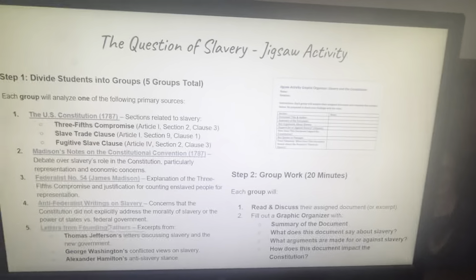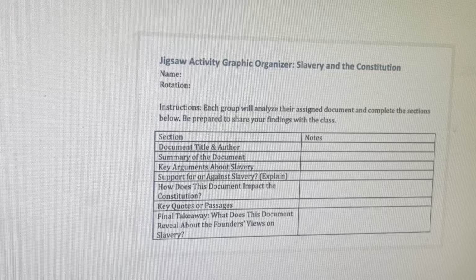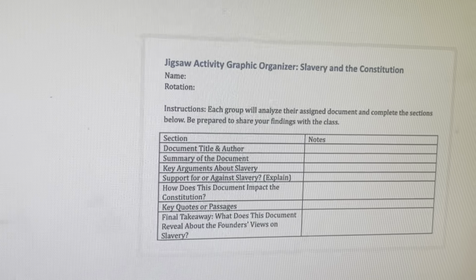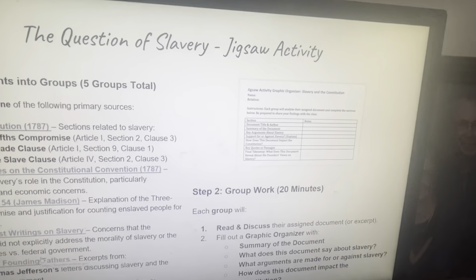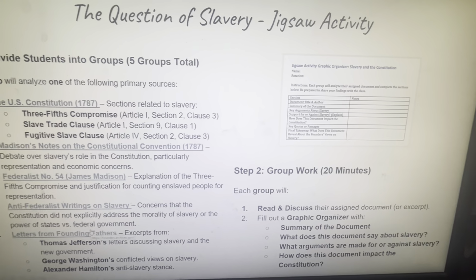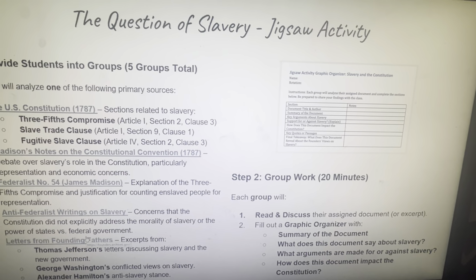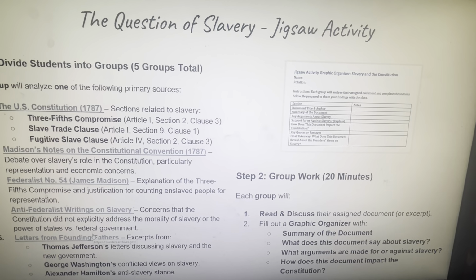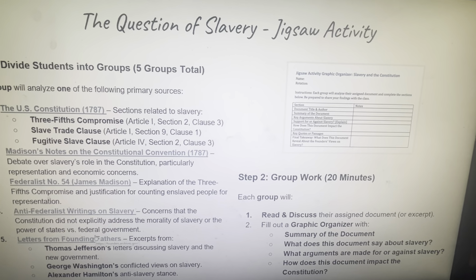They will have 20 minutes to work. After reading, they'll read and discuss their assigned documents or excerpts, and then they'll fill out this graphic organizer, which allows them to put down the key parts of that. They're going to have a summary of the document that they chose to read. What does this document say about slavery? What arguments are made for or against slavery? And how does this document impact the Constitution?